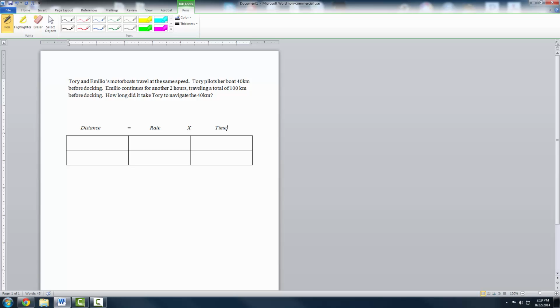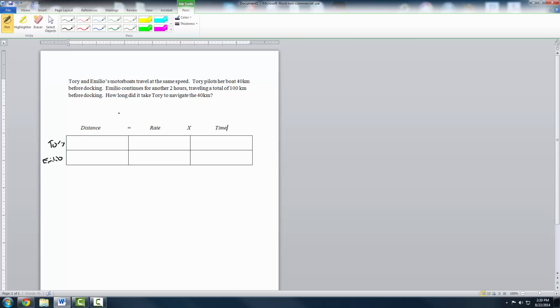I think the best way to do this is to set it up as a table. The important concept is distance is always equal to rate times time. Always. So what we're going to do is make a distance column, a rate column, and a time column. Why do we have two rows? Because we're talking about two different things. We are talking about Tori, and we are talking about Emilio. So this is going to be Tori here, and this is going to be Emilio.